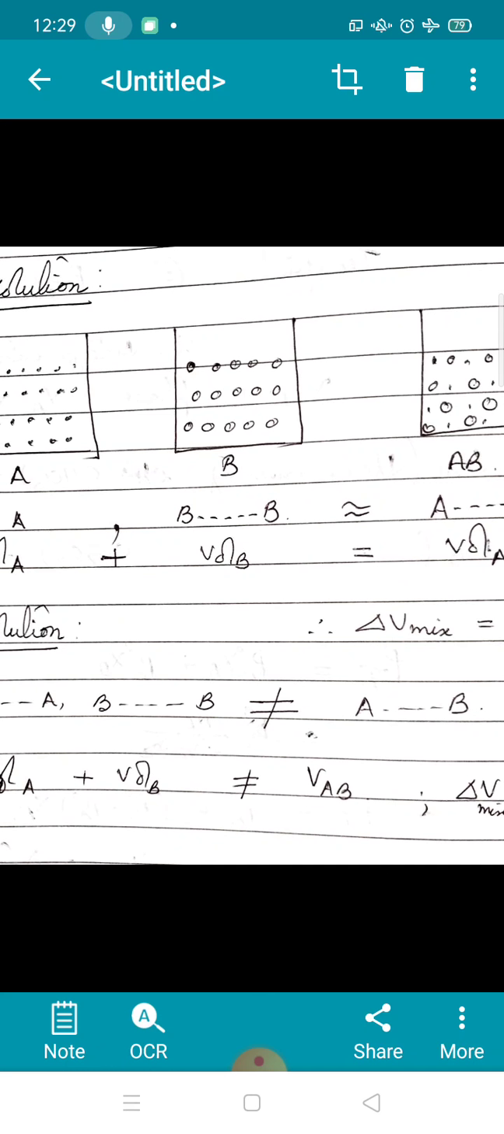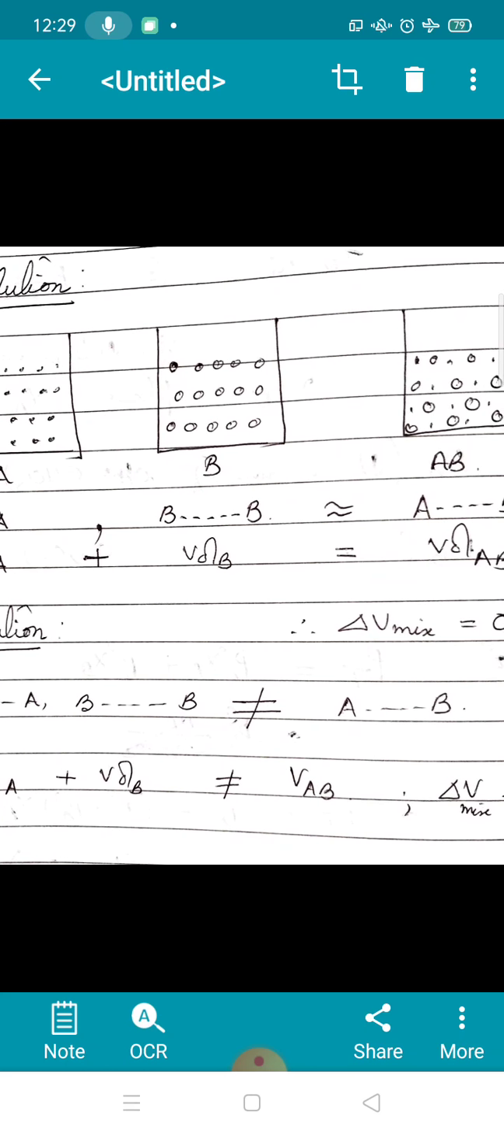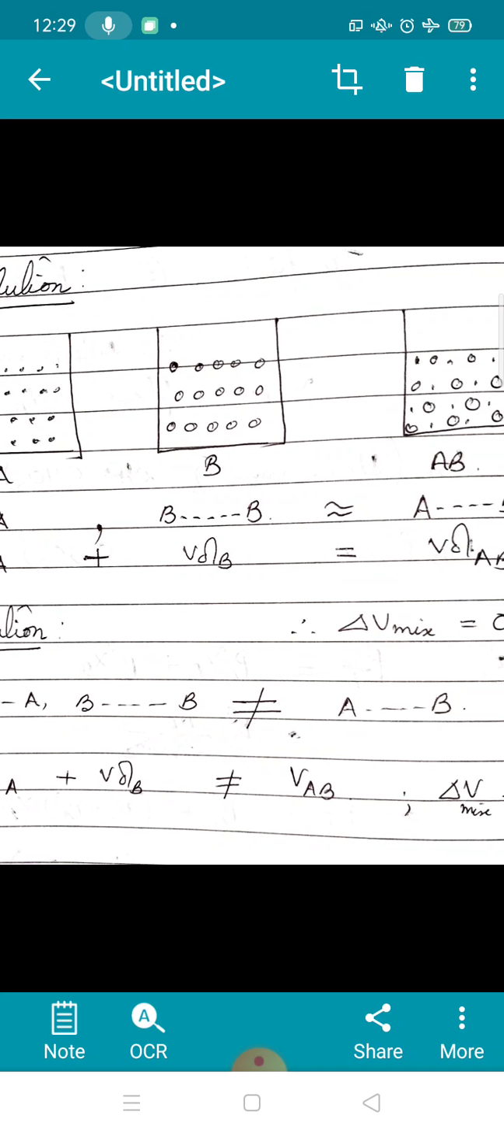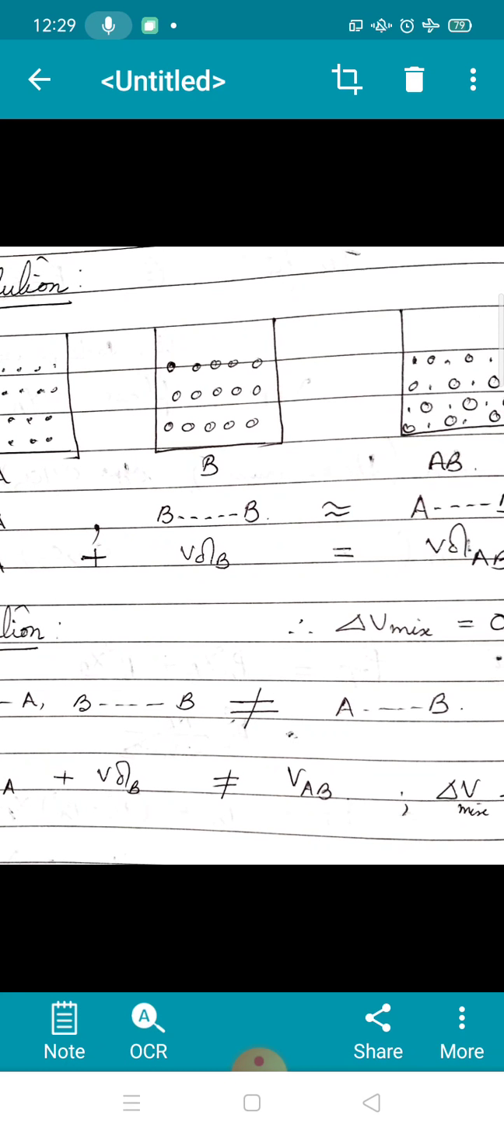Then what happens when the solution is non-ideal? You see, in a non-ideal solution, the AA interaction and the BB interaction are not the same as the AB interaction. That means the force with which the molecules of A are held, and the force with which the molecules of B are held, are not the same as the force with which the molecules of A and B are held together. Therefore, what will happen? The volume of A plus volume of B will not be the same as the volume of AB.